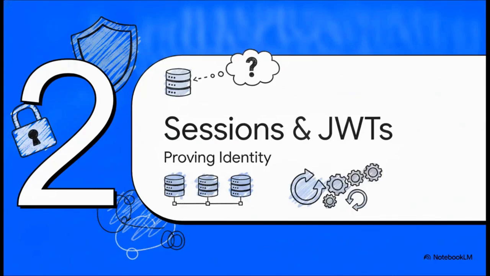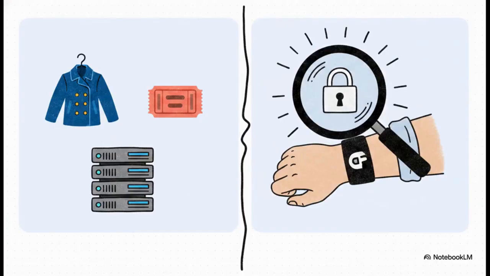Moving right along to section 2, proving identity with sessions and JWTs. Okay, now that we know what the bouncer does, how exactly do you prove who you are to a server with amnesia? Well, there are two distinct philosophies. First is session authentication, which is a stateful approach. It's kind of like leaving your jacket at a coat check. You give them your jacket, and they hand you a little ticket with a number on it. The club is keeping a physical record, a memory, in their back room. When you want your jacket, you show the ticket, they look up their records and hand it back.